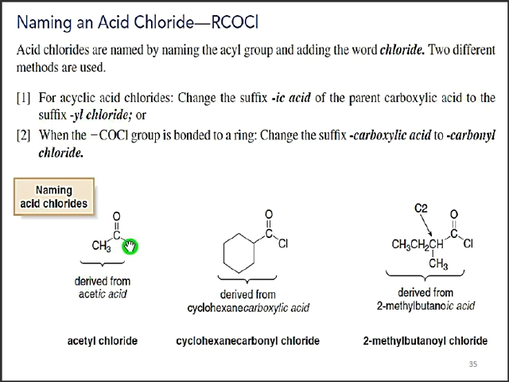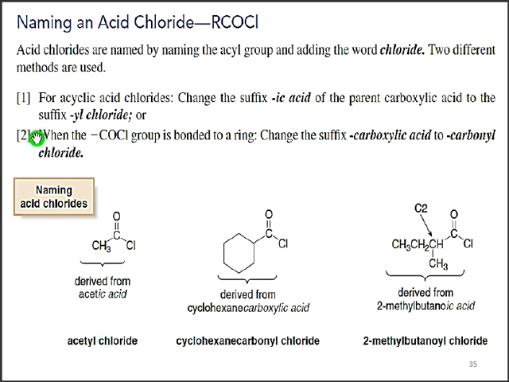Look here. If you replace the chlorine here with the OH group, it will be acetic acid. Yes, acetic acid. Now change the -ic acid to -yl chloride. It will be acetyl chloride. Acetyl chloride.